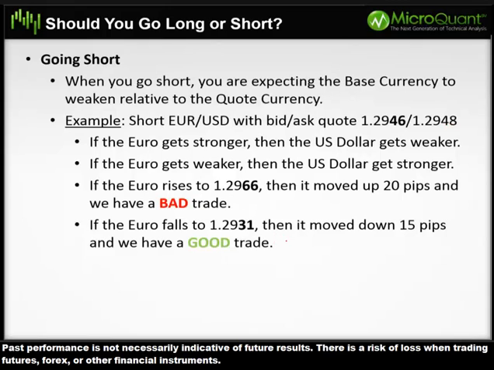Going short, same thing, you're expecting the base currency to weaken relative to this quote currency. So we'll use the same quote here, short the Euro USD. This time we're looking at this 12946 price. And if the euro rises up to 12966 this time, then it moved up against us 20 pips, made a bad trade. Did not head down any further. But if it does fall to 12931, then it moved down 15 pips, and we're in the money for that.